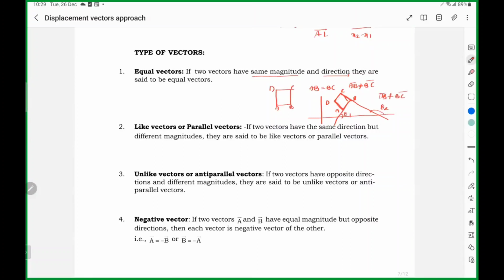But AB and DC are equal. Why? The angle made by AB and DC, which is a parallel line, angles will be the same, magnitudes will be the same. Such vectors are equal.